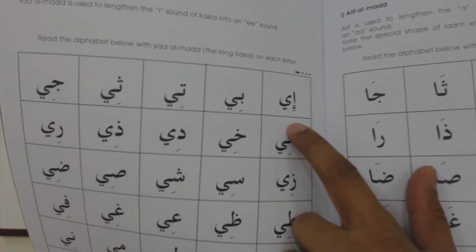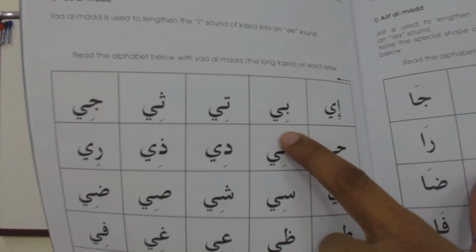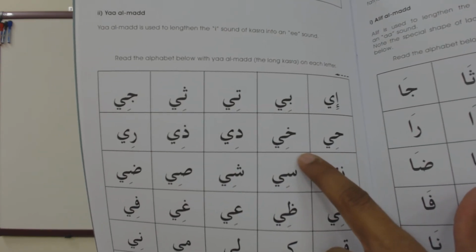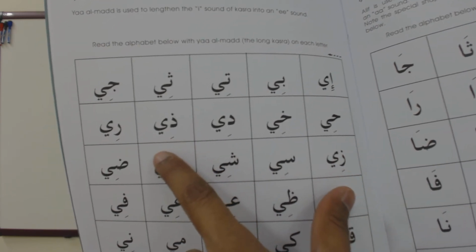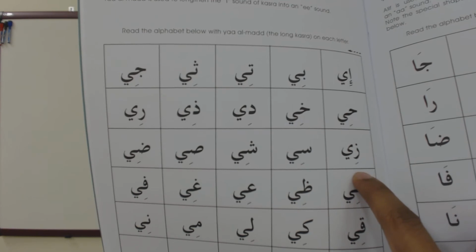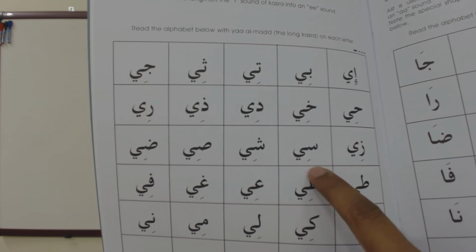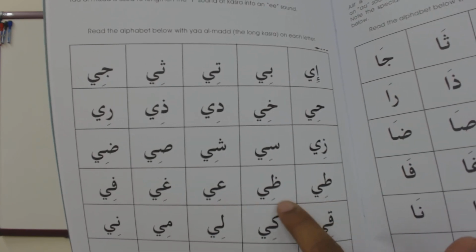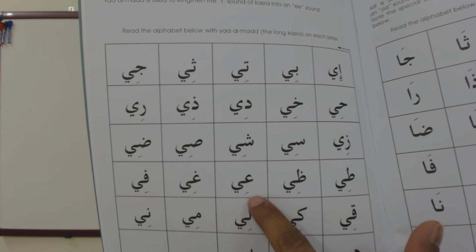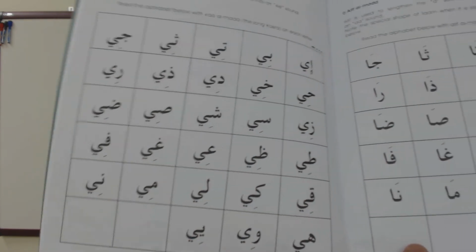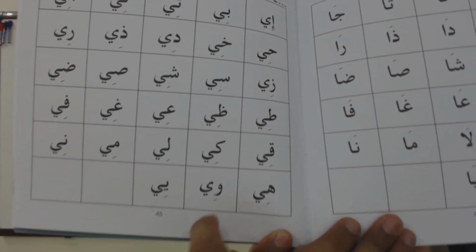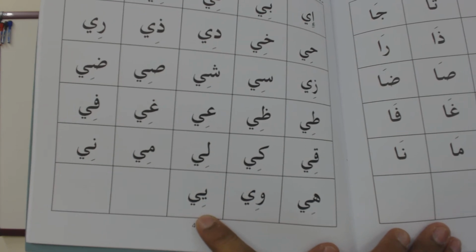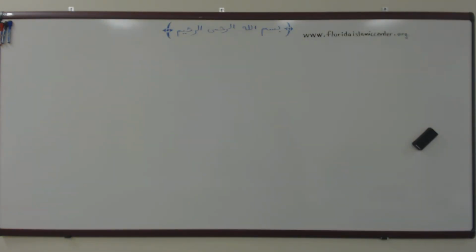Let's do the next one now. Bi. Ti. Thi. Ji. Hi. Khi. Di. Dhi. Ri. Zi. Si. Shi. Si. Di. Ti. Zi. Fi. Hi. Wi. The last one is yi. That's a ya. Yi. Okay. Now let's do the next one.